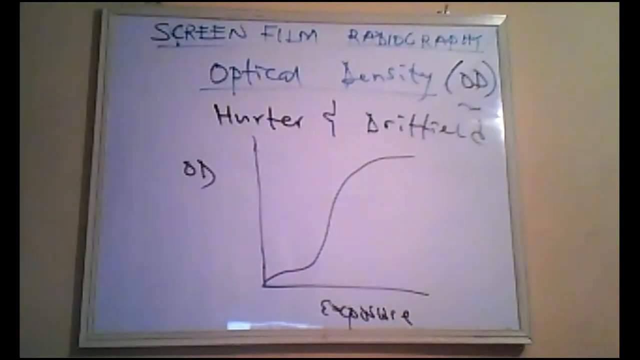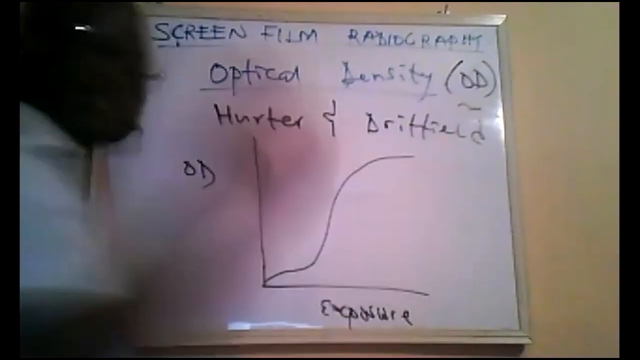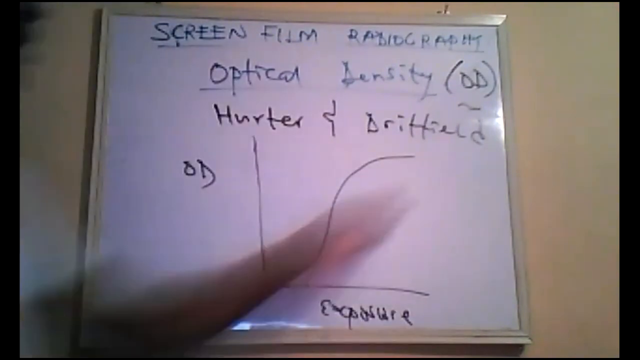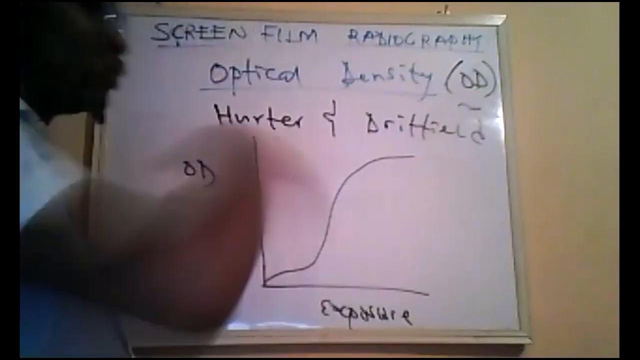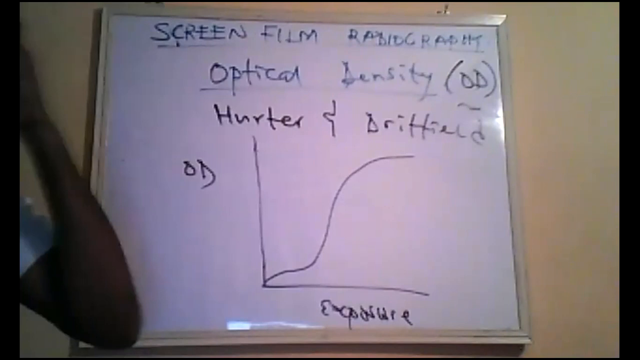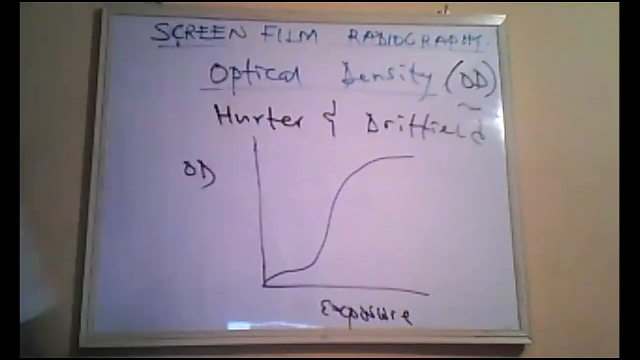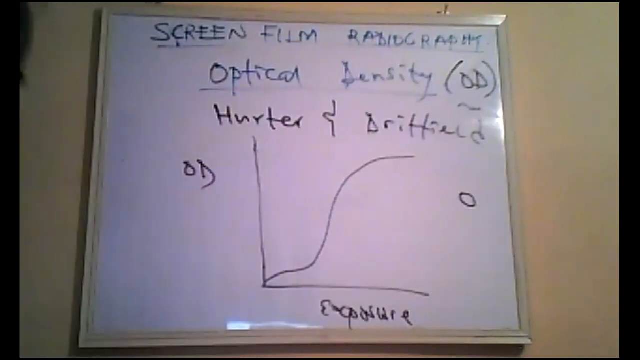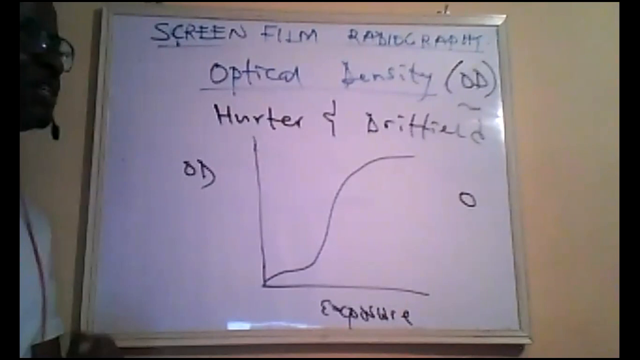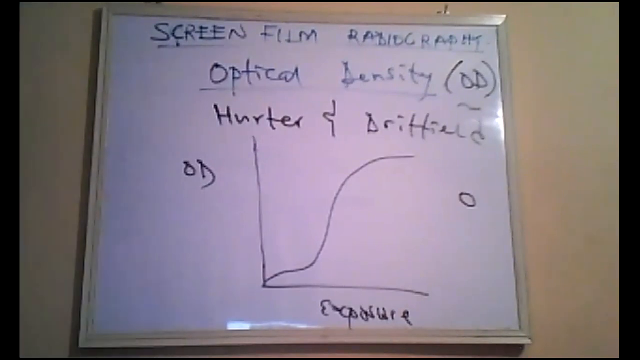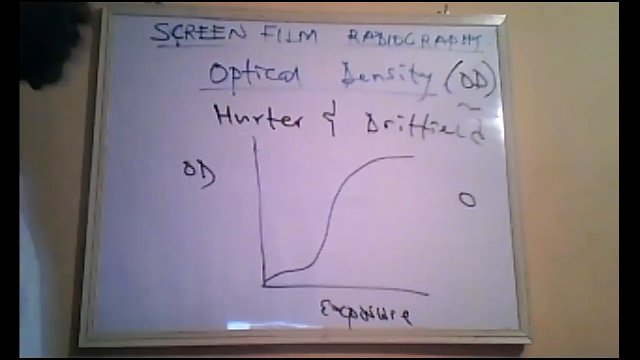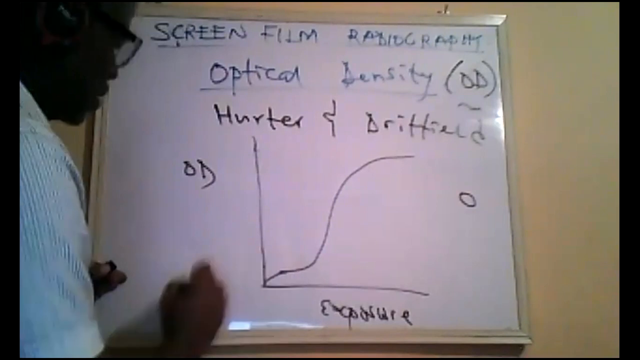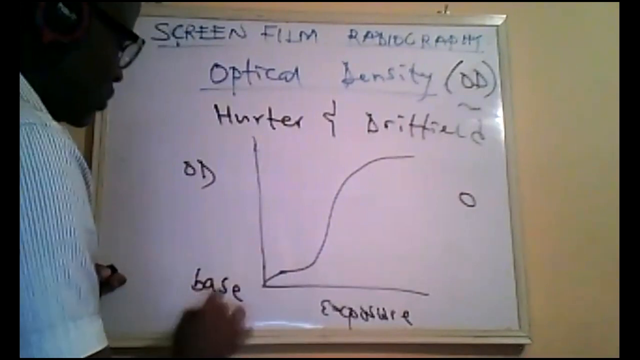So for a fresh film that has not been exposed, you go to a densitometer, you shine light on it, and it's going to give you a particular reading. It will never give you a reading of 0. The film, even as fresh as it is, will never give us a value of 0. Why? Because the film has what we call a base OD, base optical density.